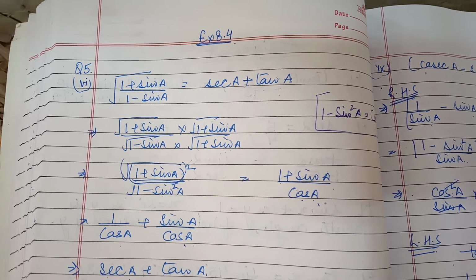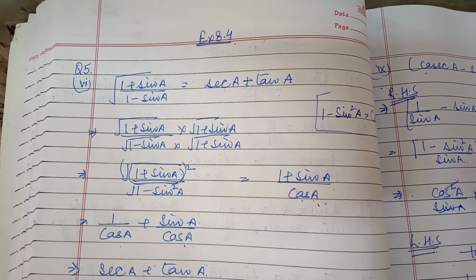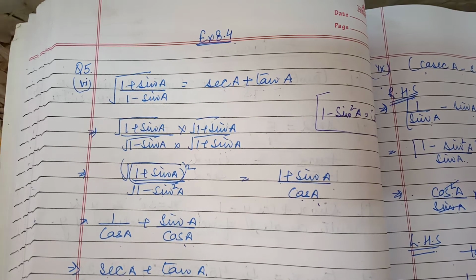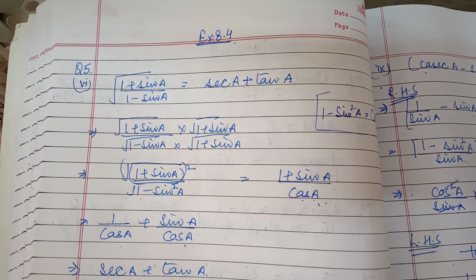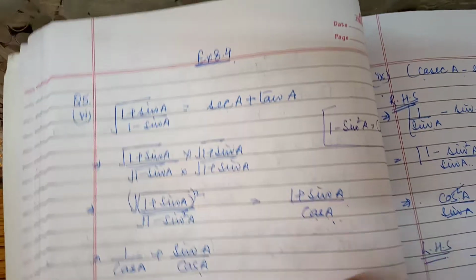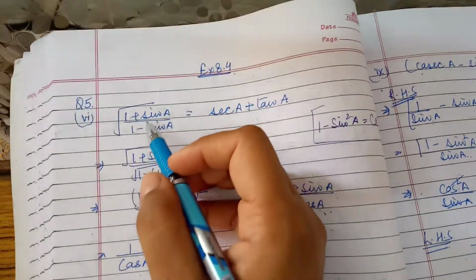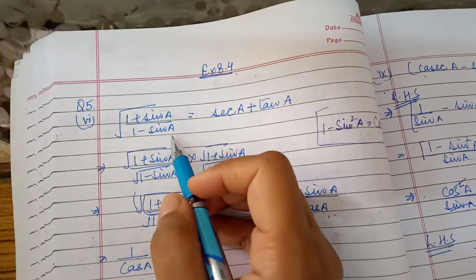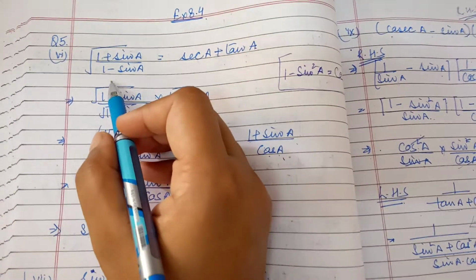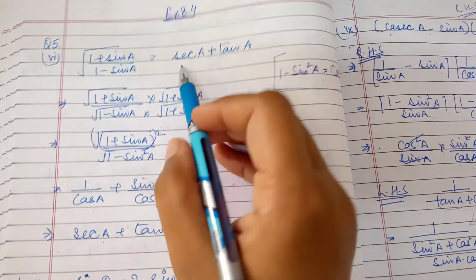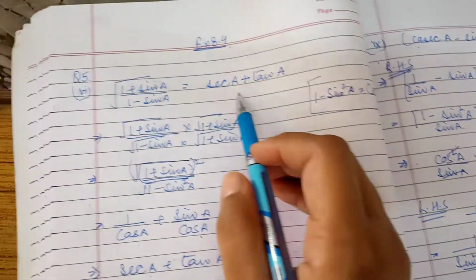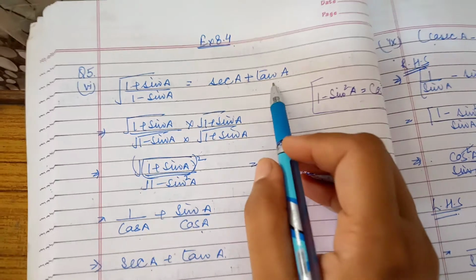Today we are going to start with exercise 8.4, question number 5, 6th part, as we have already done till the 5th part. So let me start with the 6th part. In the question number 5, 6th part, the question is that under root (1 plus sin A) upon (1 minus sin A). Now we have to prove that this is equal to secant A plus tan A.